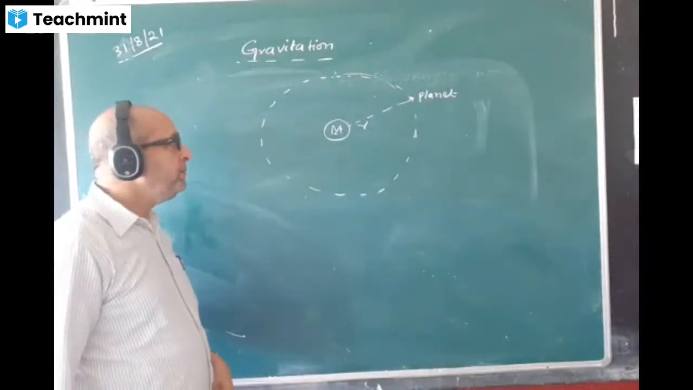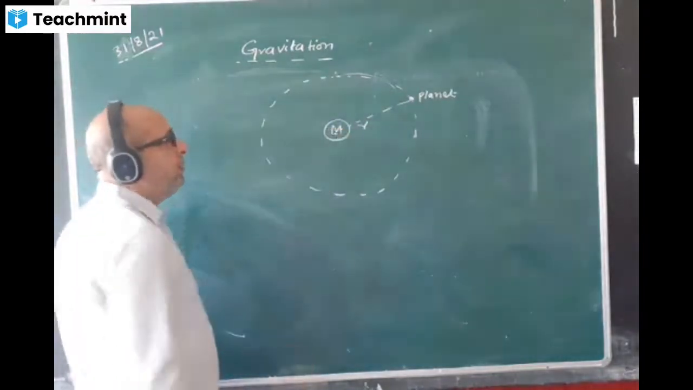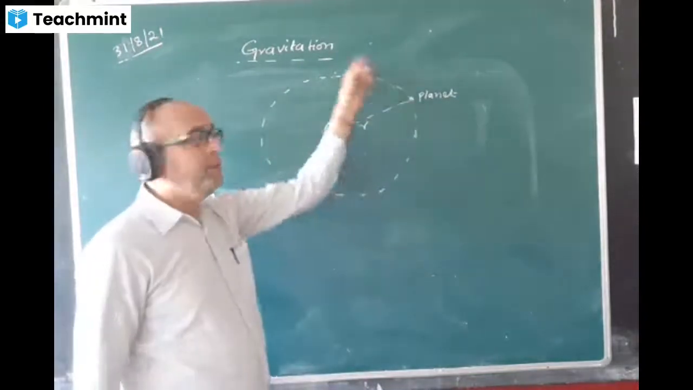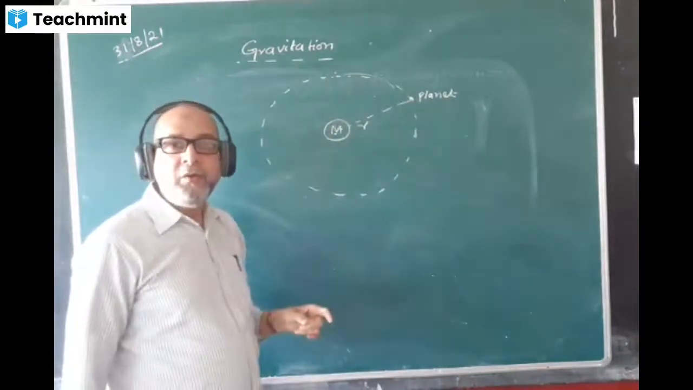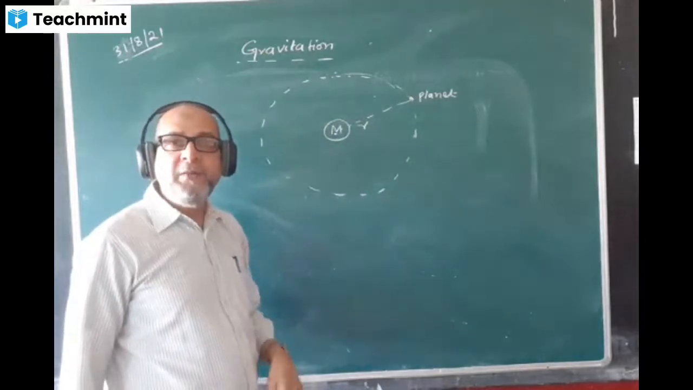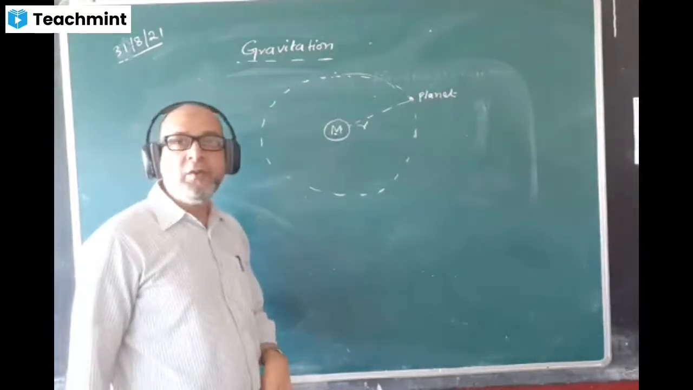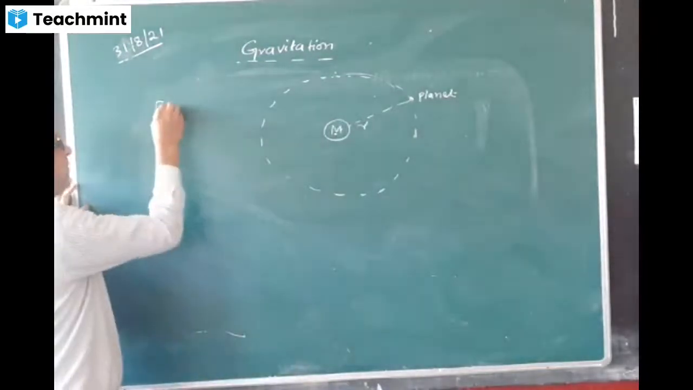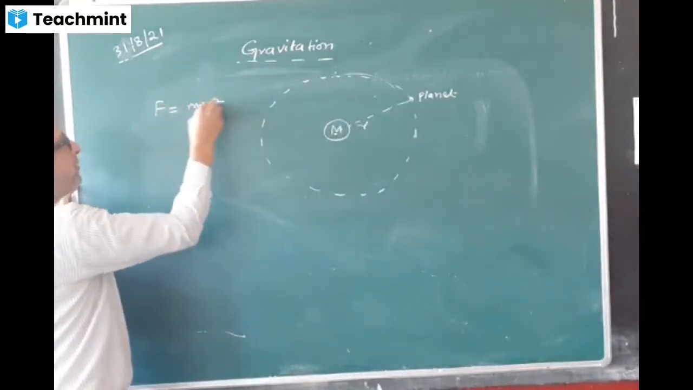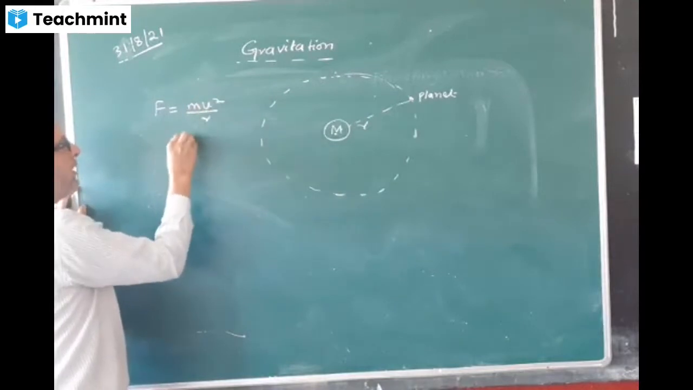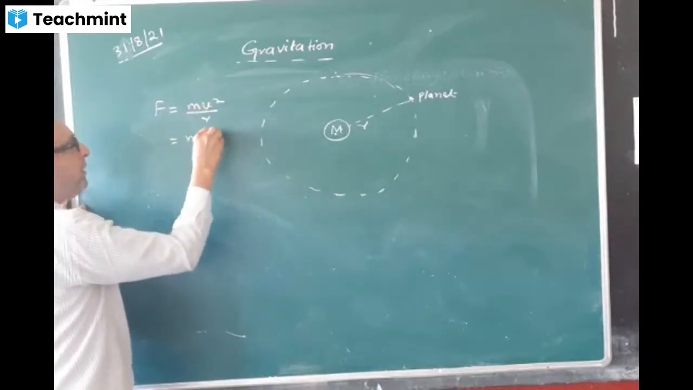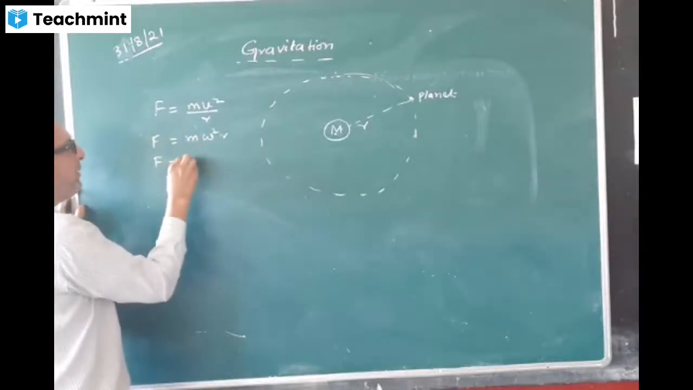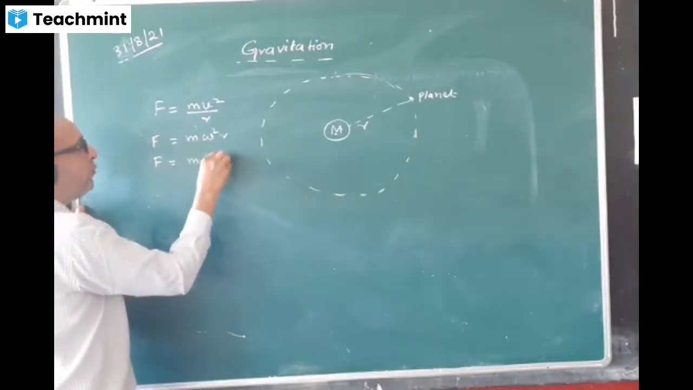Then, the planet is revolving in almost a circular orbit. So we know the centripetal force. What is the formula of centripetal force? F is equal to m v square by r. So we start with that formula. We write v as omega r, so in terms of omega, F is equal to m omega square r. Continuing further, I'll put the omega value as 2 pi by T.